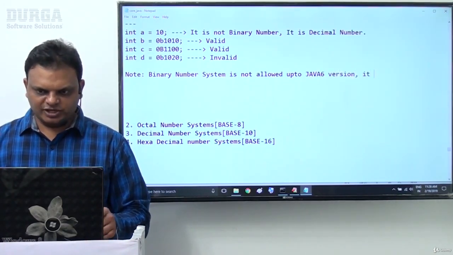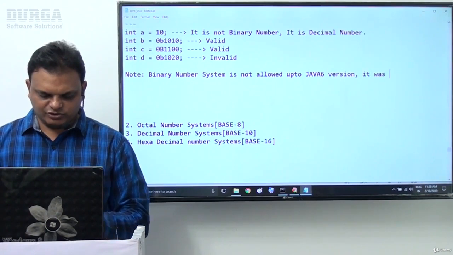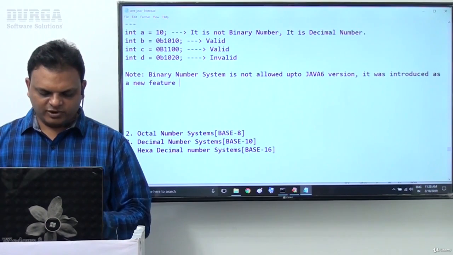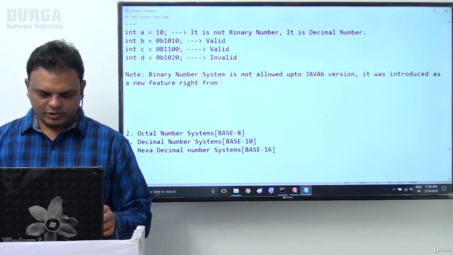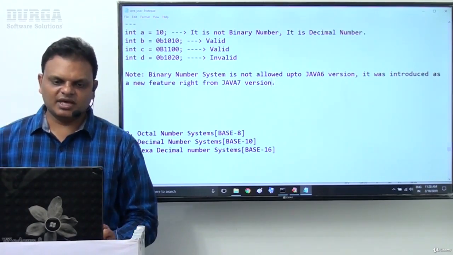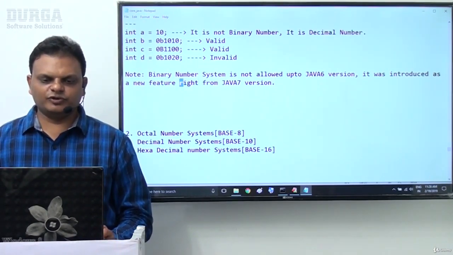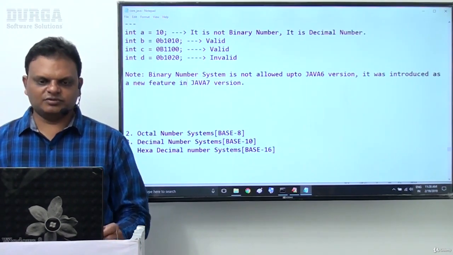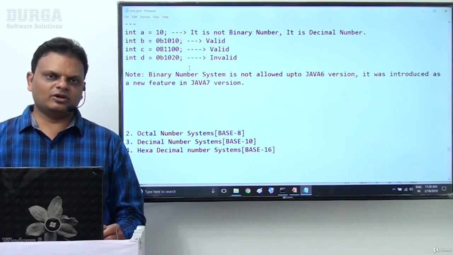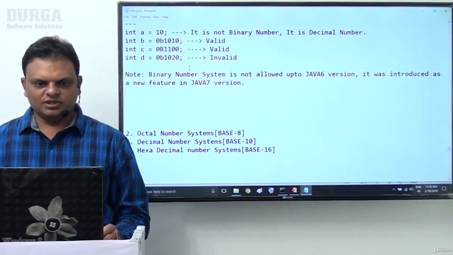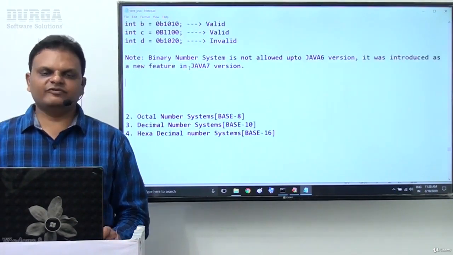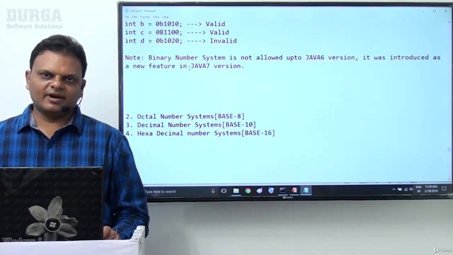It is a new feature. It was introduced as a new feature right from Java 7 version. That means it was introduced as a new feature in Java 7. That means that right from Java 7, all the upper versions allow the binary number system. This is exactly the meaning. We have started number systems, and the binary number system we have seen.